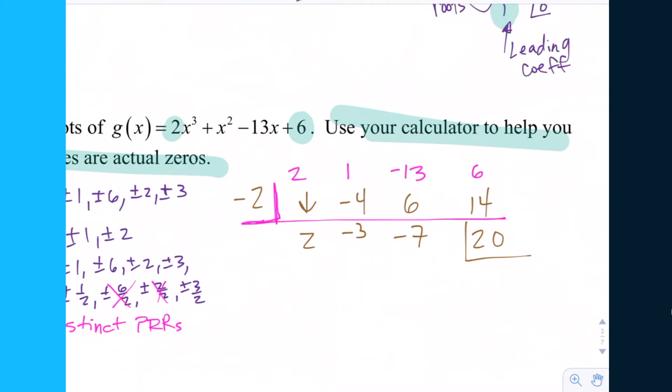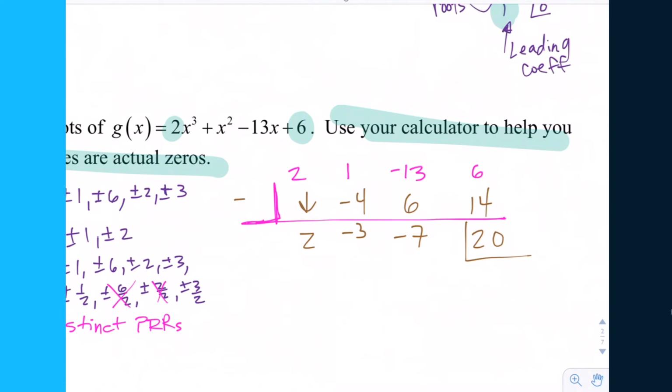Look at the other way to do it. Bring over the 2. Negative 4, negative 3. 6, negative 7. 14 plus 6, 20. Boom, done. I don't have to remember anything. I can do it on my own, recursively. That's why it's called synthetic substitution. That's how your calculators are programmed. Pretty fun, huh? All right, so negative 2 does not work.